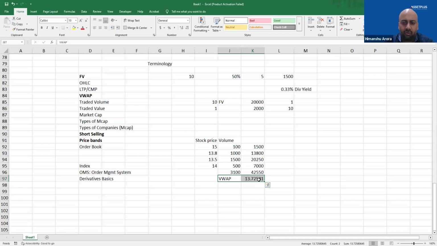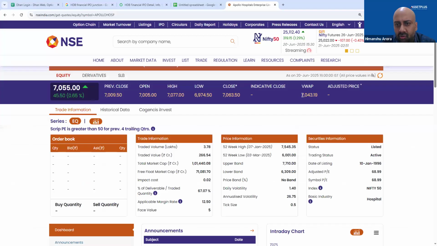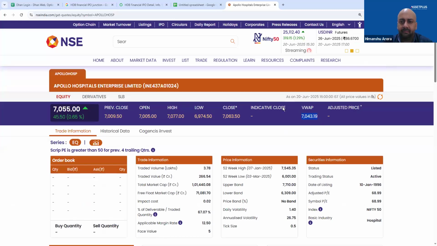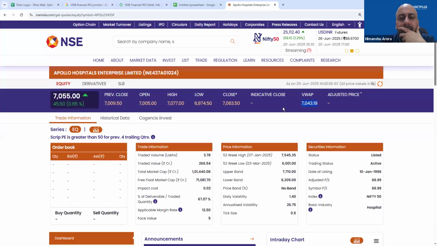Sounds good to everyone? Yes or no? So this was the VWAP of Apollo Hospital on Friday. Now listen to me very carefully. The last 15 minutes volume weighted average price becomes the closing price of the day.